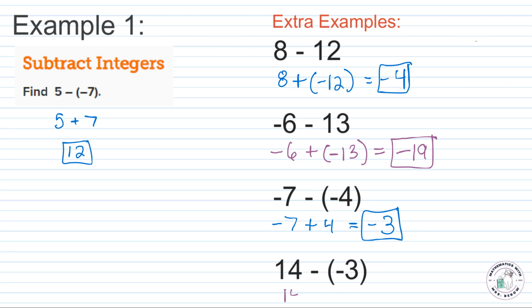So keep the 14, change the subtraction into addition, and then change the negative 3 into its opposite, which is 3. So 14 minus negative 3 is the same exact thing as 14 plus 3, which is just 17. All right, let's take a look at a few more.